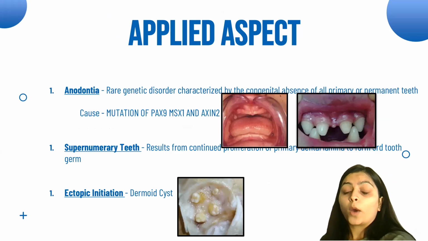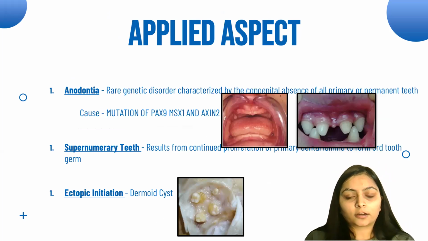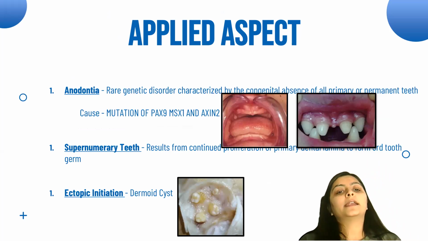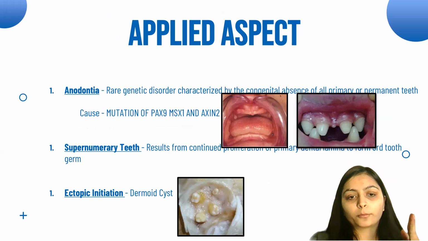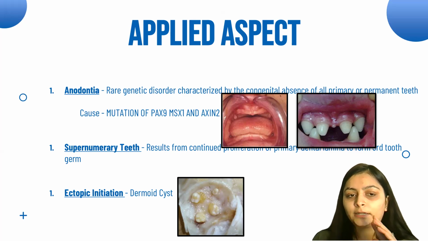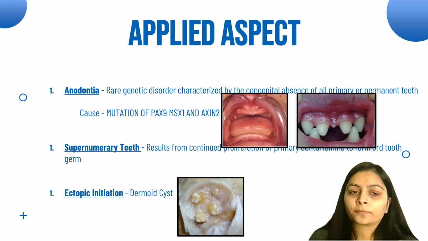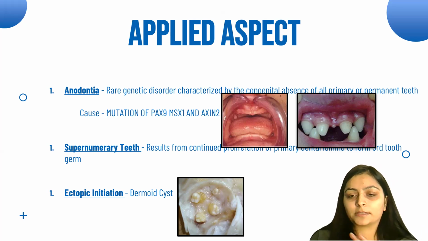Now, why is it important to know about all this? If any defect occurs in this stage of tooth development, it can result in anodontia, supernumerary teeth, or ectopic initiation. Anodontia means absence of the teeth. It can be partial or generalized. It is a rare genetic disorder characterized by the congenital absence of all primary or permanent teeth.